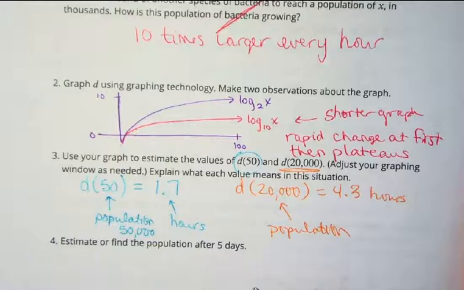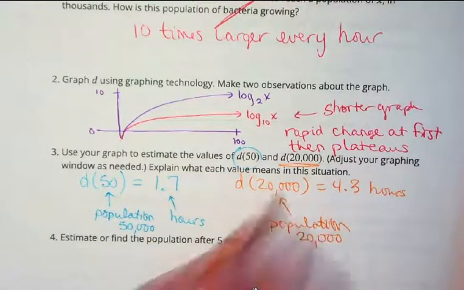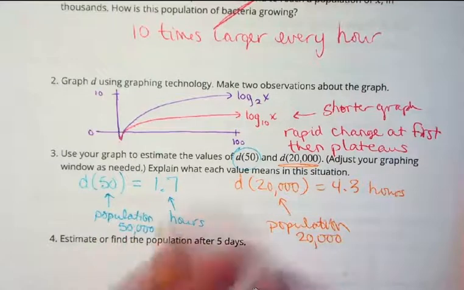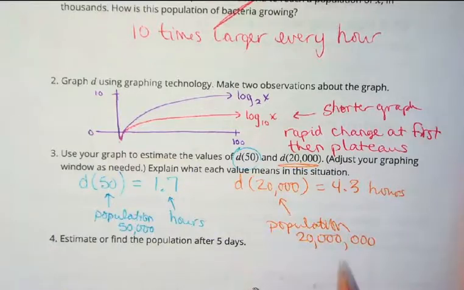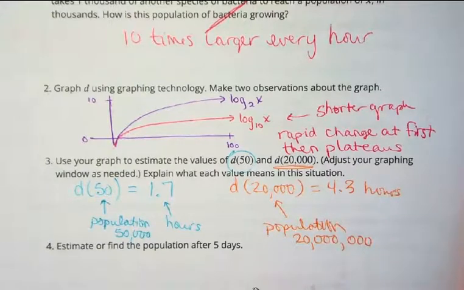So the population of this bacteria is not just 20,000 bacteria. We would just put a 20 in for x if we wanted that, right? This is 50 with a population of 50,000. This is 20,000 thousands, so we're actually talking about 20 million bacteria happening at 4.3 hours.